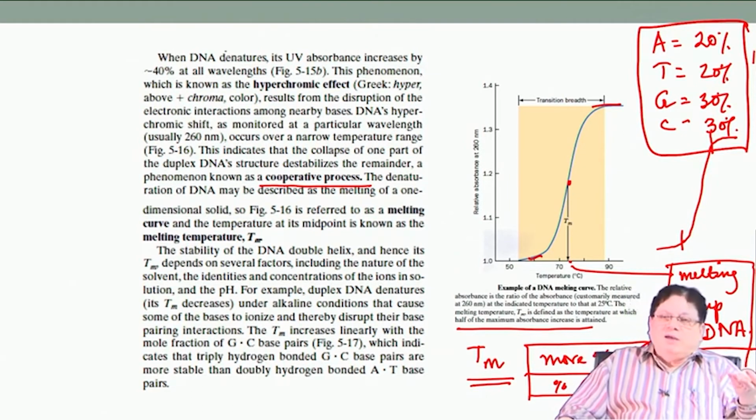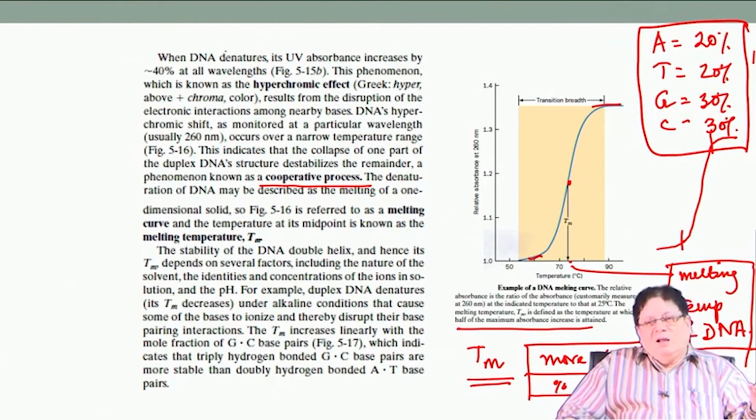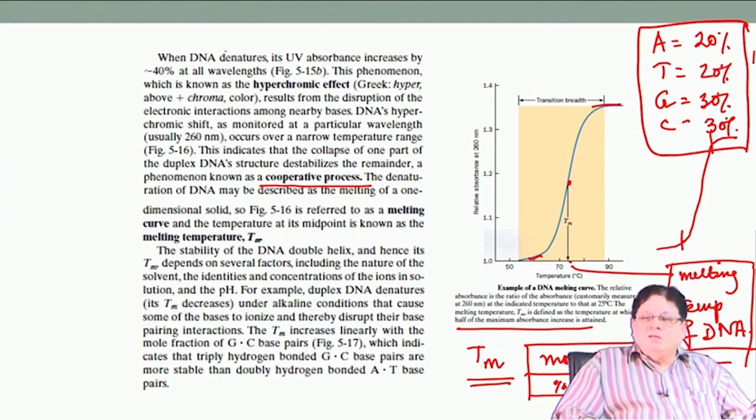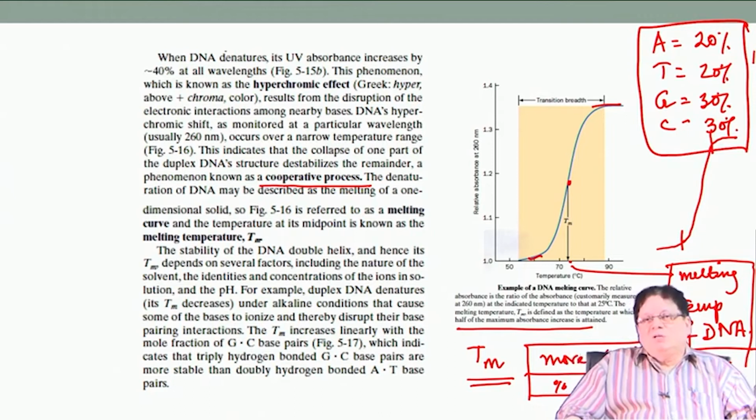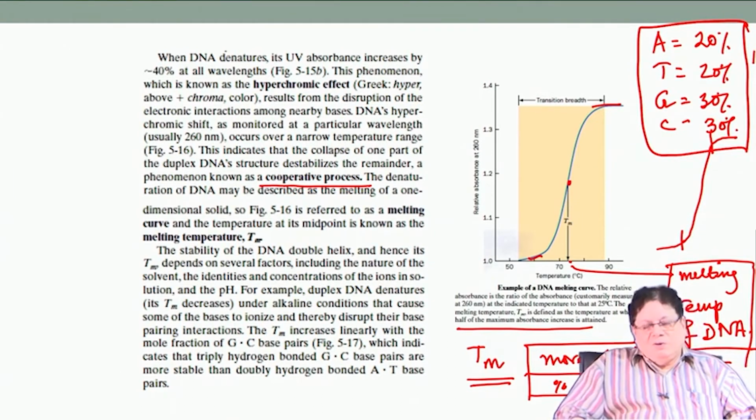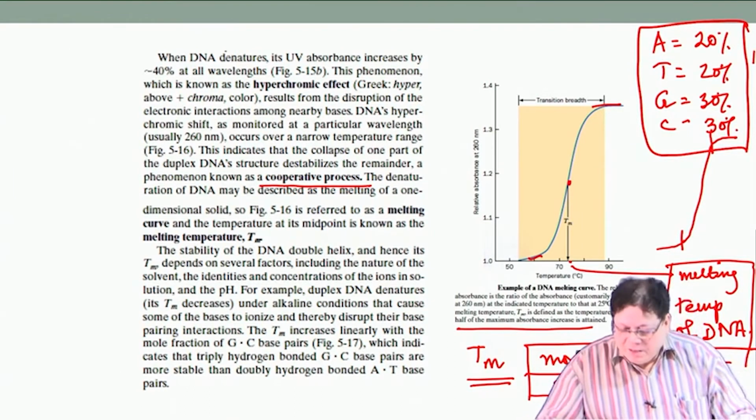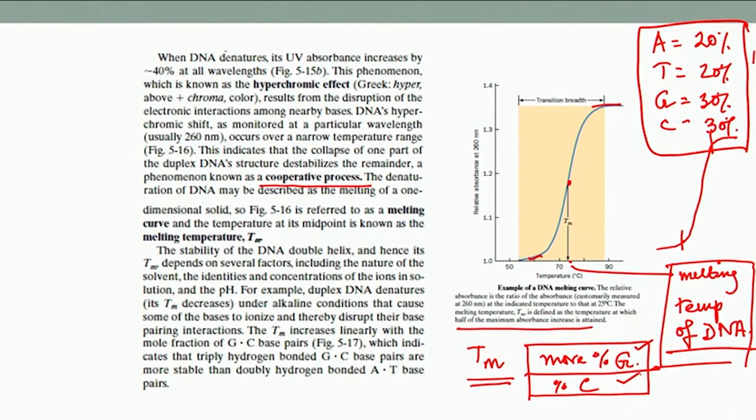So, these are the 4 factors. One is GC content, the other is the length of the DNA, the third is hydrogen bond disruptor, and the fourth is the presence of ionic compounds like sodium chloride. On that your melting temperature depends.